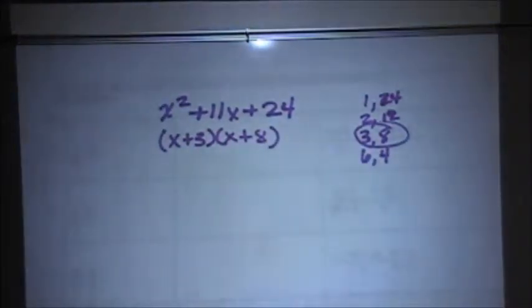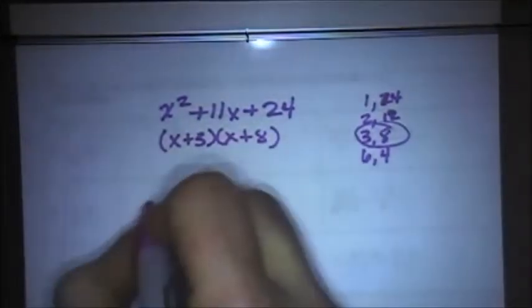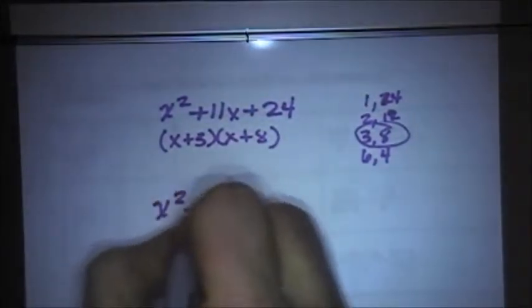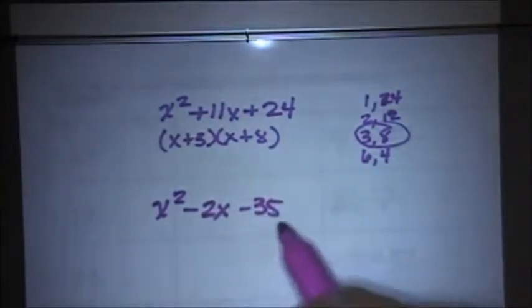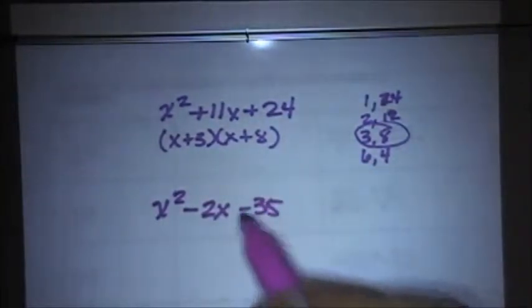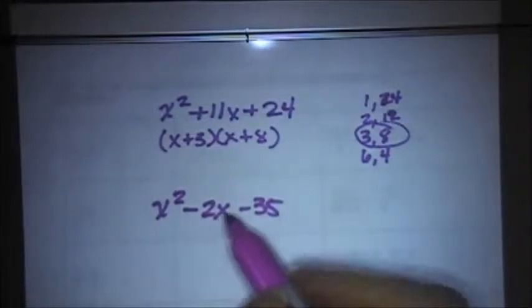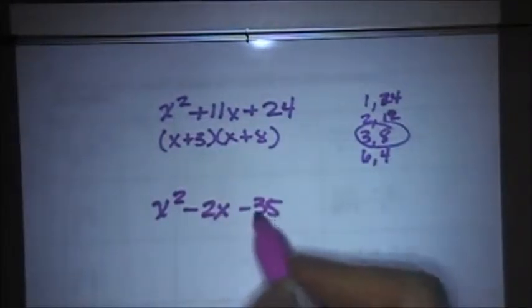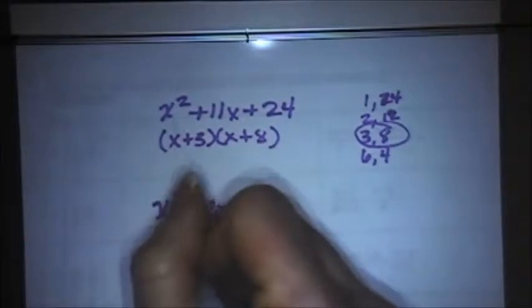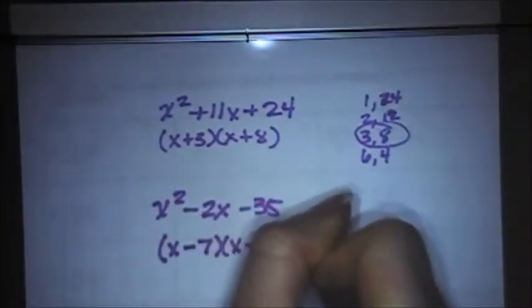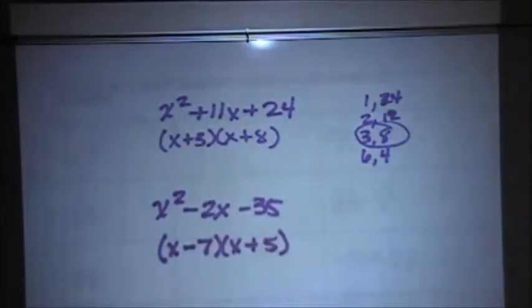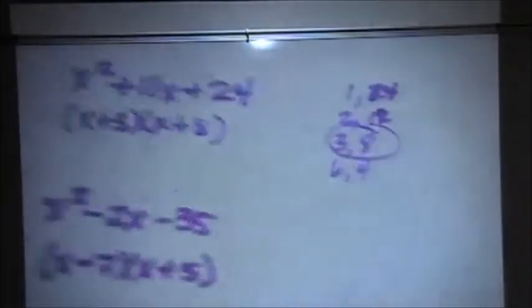Let's do one that's got a negative sign in it. Let's do x squared minus 2x minus 35. I'm looking for the factors of negative 35 that would combine to give me negative 2. So you can do the same process. I know that it's going to be 7 and 5. And in this case, it has to be x minus 7 and x plus 5 in order to end up with a negative 2 in the center.